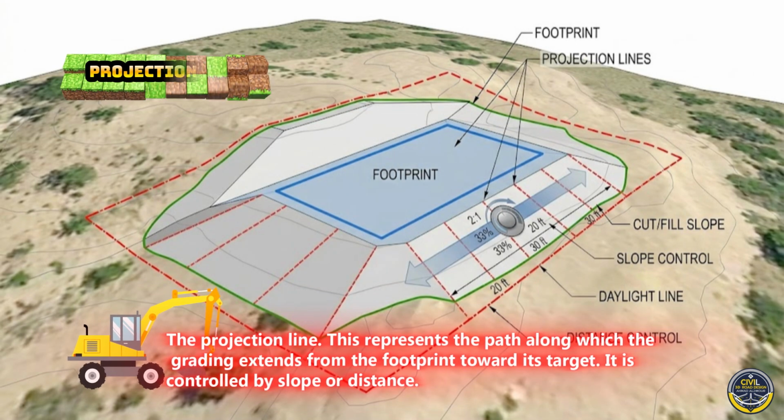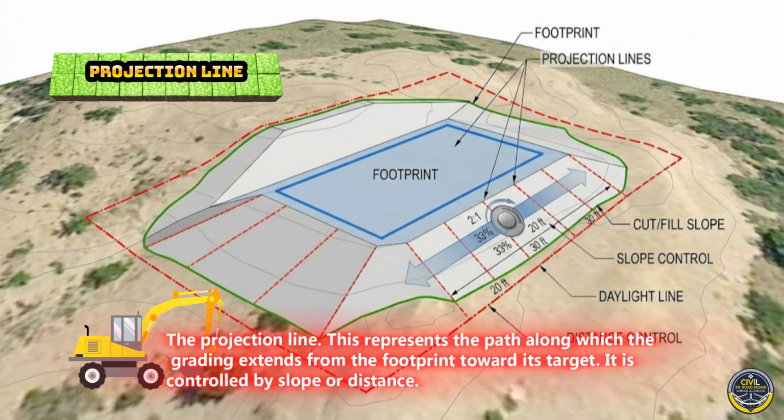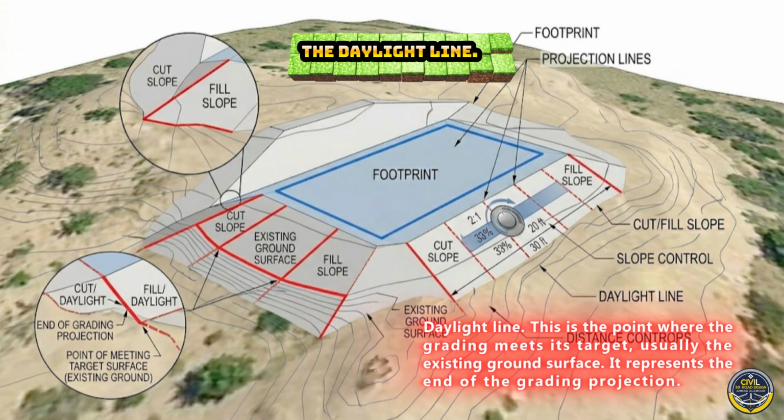The second component is the projection line. This represents the path along which the grading extends from the footprint toward its target. It's controlled by slope or distance. The third component is the daylight line. This is the point where the grading meets its target. Usually the existing ground surface, it represents the end of the grading projection.